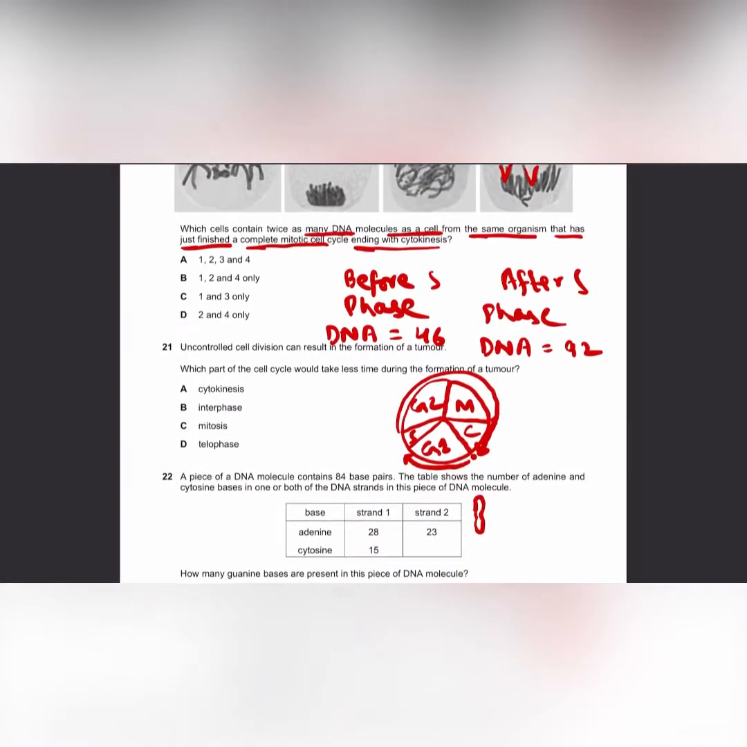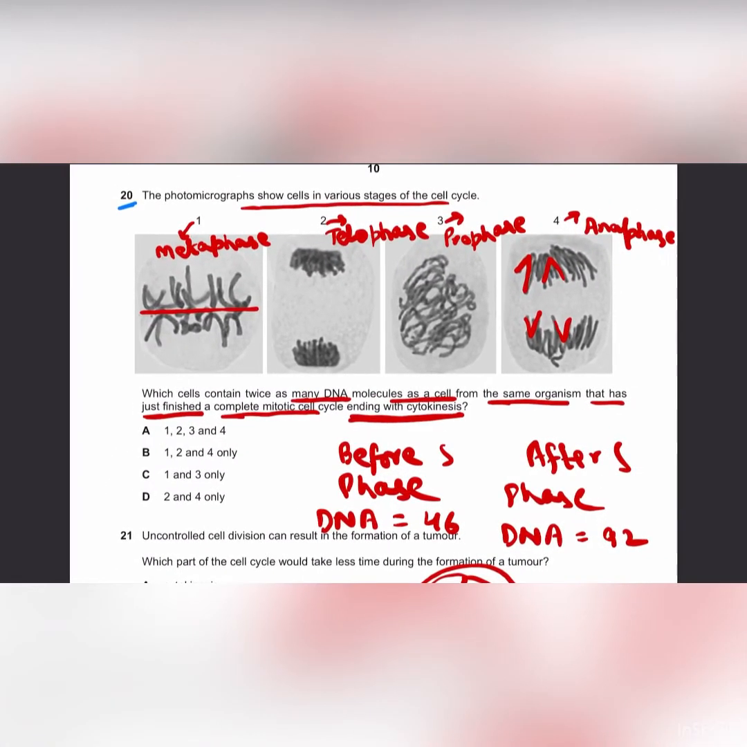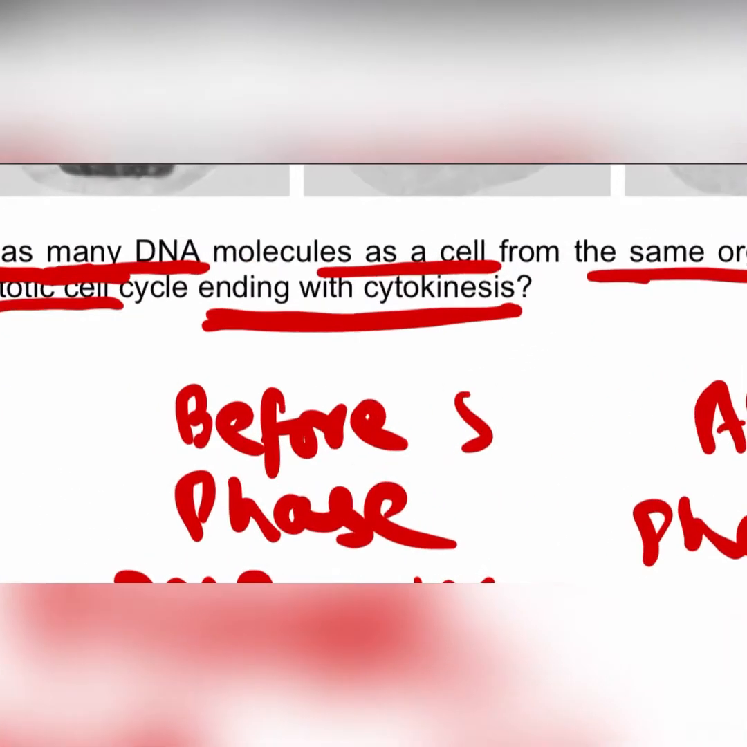So they ask which cell contains twice as many DNA molecules as a cell from the same organism that has just finished a complete mitotic cell cycle, ending with cytokinesis. If a cell has completed the mitotic cell cycle and cytokinesis has also ended, it means that the cell is before S phase, while the phases prophase, metaphase, anaphase, and telophase are after S phase, in M phase. This means that all these phases, 1, 2, 3, and 4, will have twice as much DNA as a cell which has just completed cytokinesis.